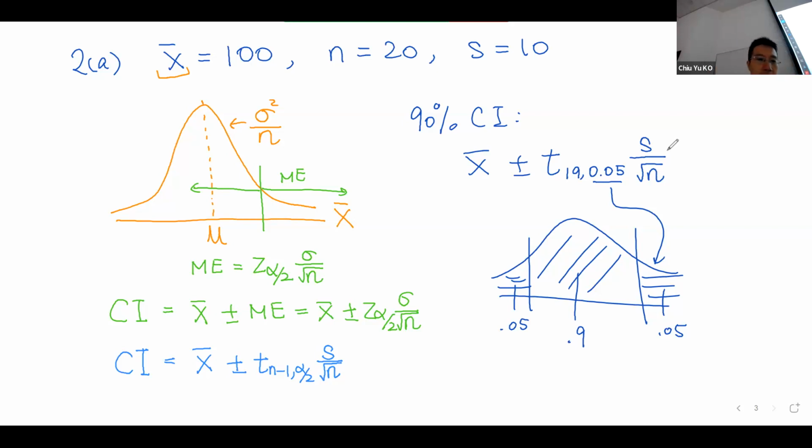First, I'll tell you how we do this in Excel, which is very quick. This is simply T.INV, with 0.95 and 19. That is what we will do.